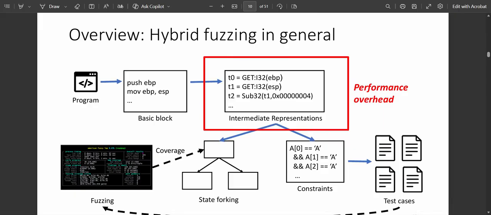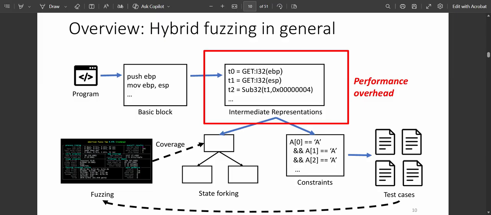The intermediate representation has a problem because of it the whole program is being slowed down, and because of that step all the other steps after it are also being slowed.